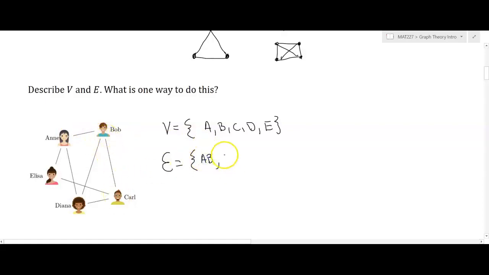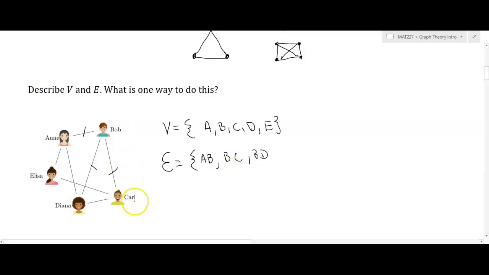This edge here would be BC. So maybe I should check them as I go. So that one. Then I have the edge between B and D. I can check that one. By the way, we do not need to list BA, CB, and DB because the network goes both ways.